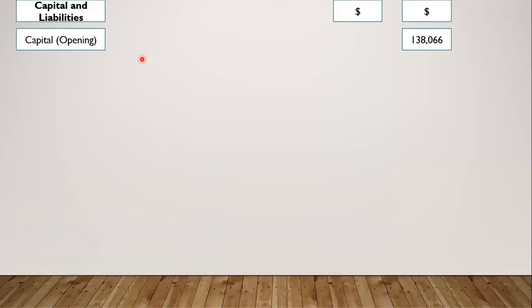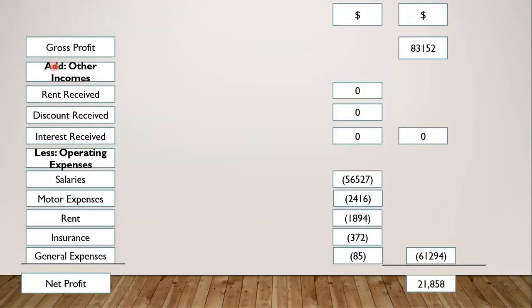What's my next step? I either add net profit, or if there's a loss, I will minus that. Since there was a net profit, if you remember, in our income statement we calculated and found out that we had made a profit. So we need that number. We have to go back to our income statement now. This was the income statement that we prepared that day, and we calculated the profit as 21,858.